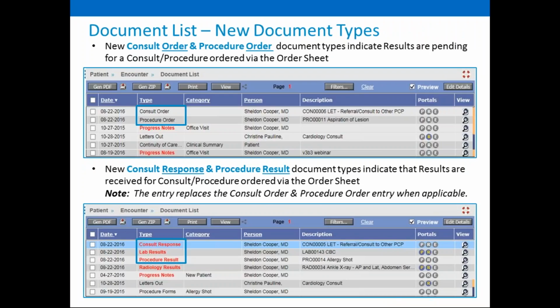So there are new document types that you will see on your document list if you're using that order sheet process. Sometimes you will see it as consult order, procedure order, as we see in our top screenshot. Or if a result has come in and you've attached it, then it will say consult response, procedure result. So those are all new document types at the document list level. If you don't use the new orders management workflow, you won't have to worry about these new procedure and consult types.